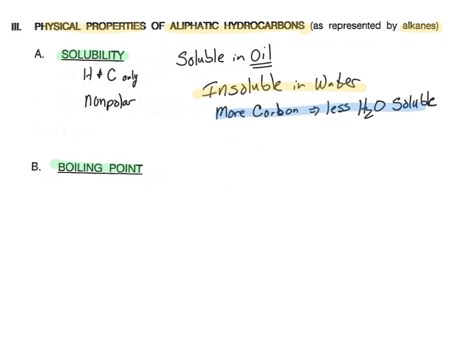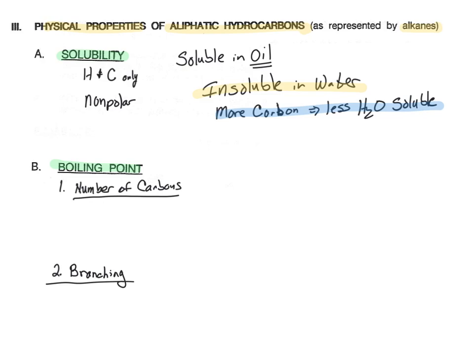Now, let's focus on the boiling point. We want to look at two major characteristics. One is the number of carbons present, and the second one is how those carbons are attached, what we call branching. Before we look at those factors, we want to discuss what affects the boiling point. The boiling point is affected by intermolecular forces.